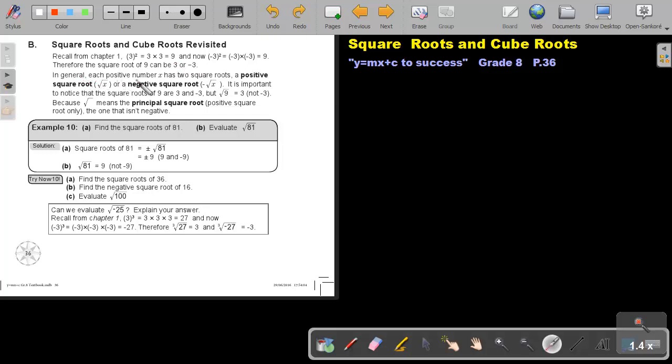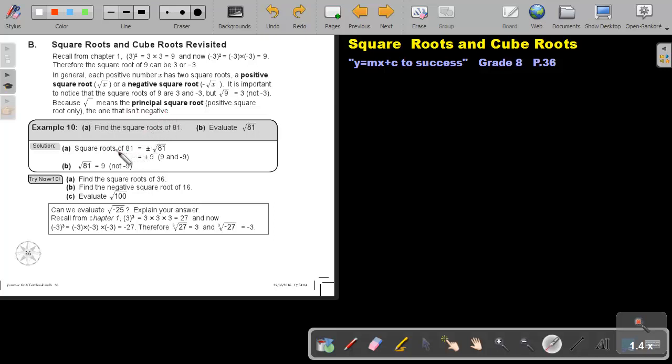In general, each positive number x has 2 square roots, a positive square root or a negative square root. It's important to notice that the square roots of 9 are 3 and negative 3. But if you see the square root symbol, here I wrote down the words, here you see the symbol, then it's only 3, not negative 3. Because that symbol means the principal square root, the positive square root only, the one that isn't negative.